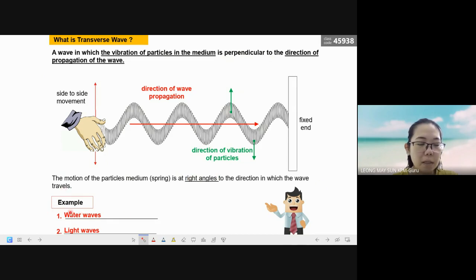An example is water wave, light wave. Electromagnetic wave is also a transverse wave. What is electromagnetic wave? We will learn at the end of the chapter, but for Form 5, you all would have already known that electromagnetic wave is a combination of electric field and magnetic field.